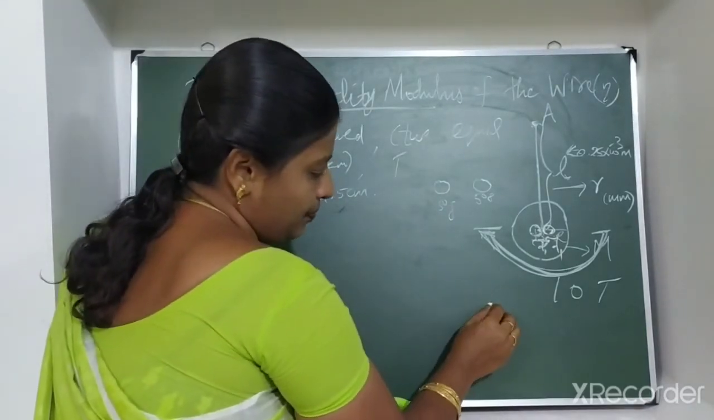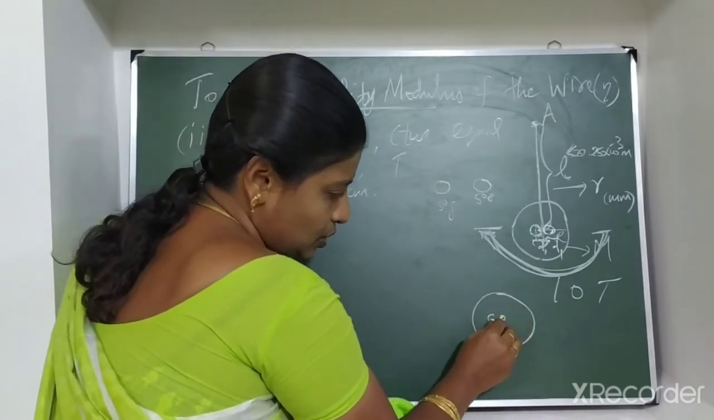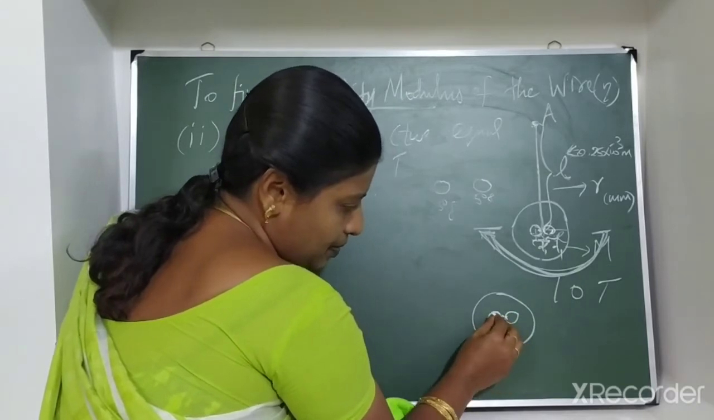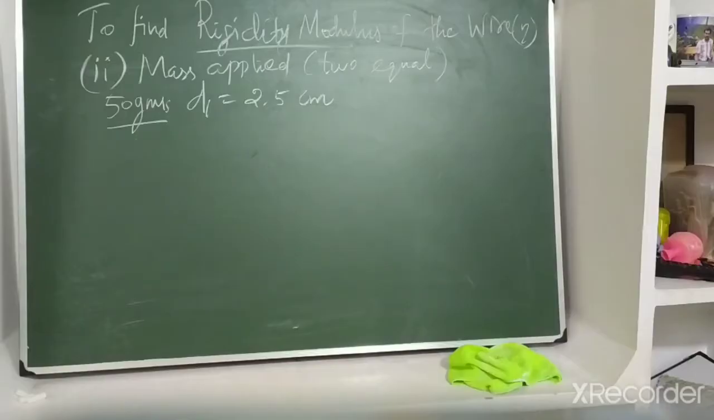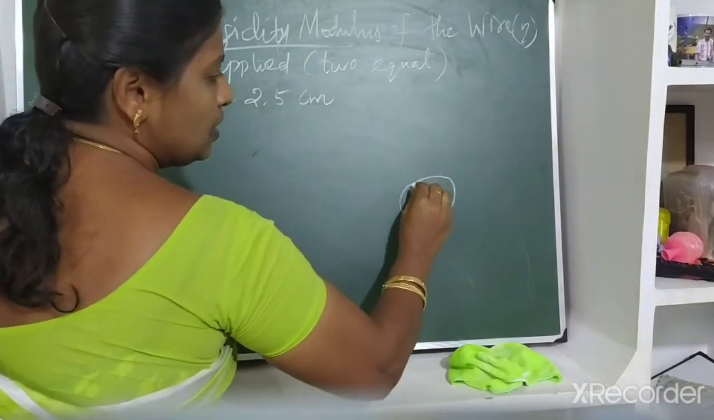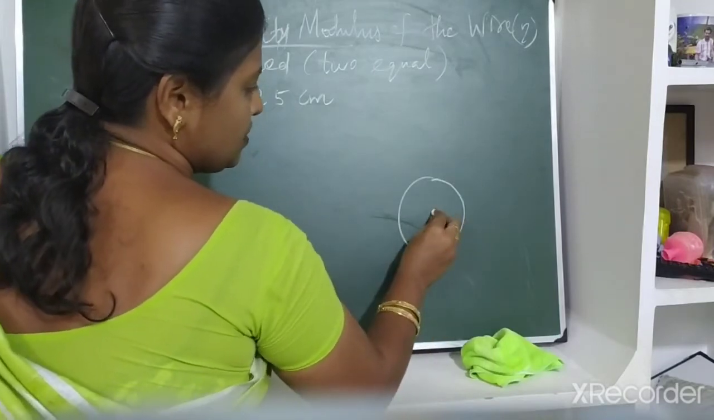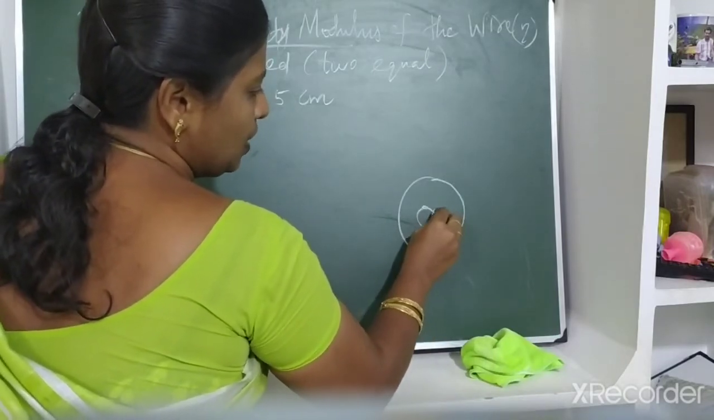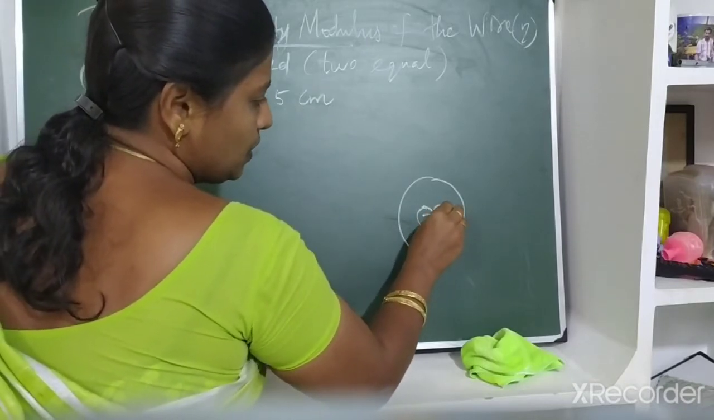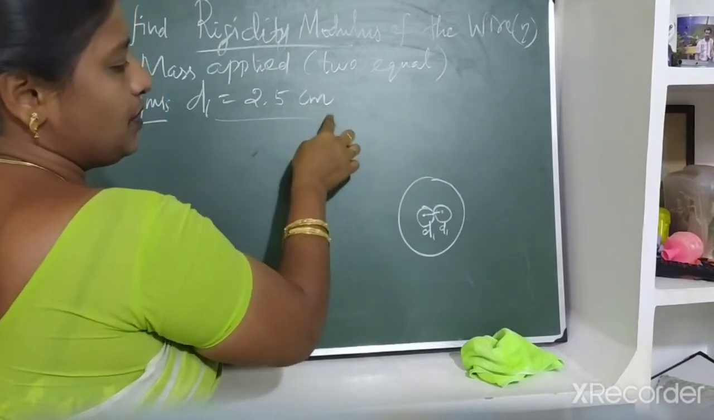So this one is a circular metal disc. This is the center, with 2 equal masses fixed. Consider this circular metal disc. This is the center of the axis, with 2 equal masses. The distance from the axis to the mass center is D1, which is allotted as 2.5 centimeter.